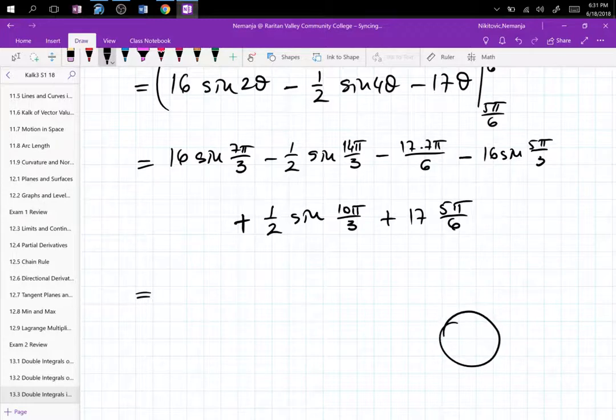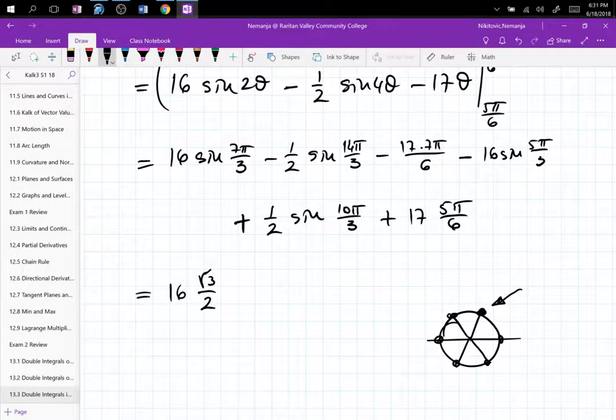All right, unit circle. I need pi over 3. 1, 2, 3, 4, 5, 6, 7 pi over 3 is the same as pi over 3, so that's going to be 16 times root 3 over 2. Nice. Minus 1/2 sine of 14 pi over 3. Counting around the circle, 14 pi over 3 lands in the same place, so it's the same thing. Yes, good.